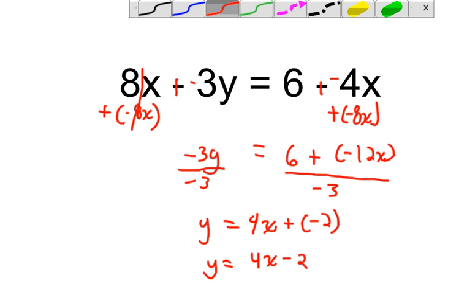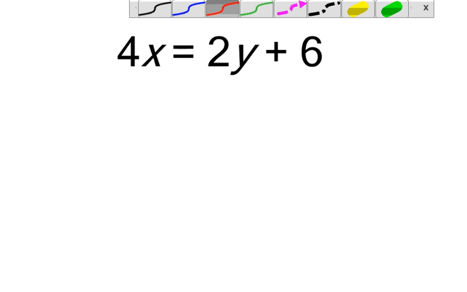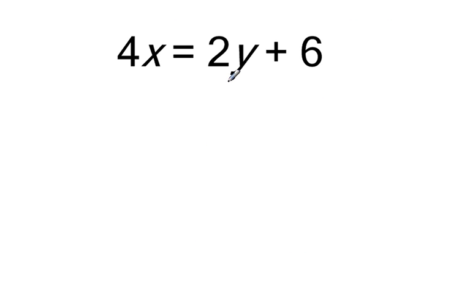Okay? Let's take a look at another one where we're solving for y. This one's done a little bit differently. We have our y term on our right, and we have 4x equals 2y plus 6. We need to move the 6 away from the y. We do the order of operations backwards. So we get rid of addition and subtraction before we get rid of multiplication and division.